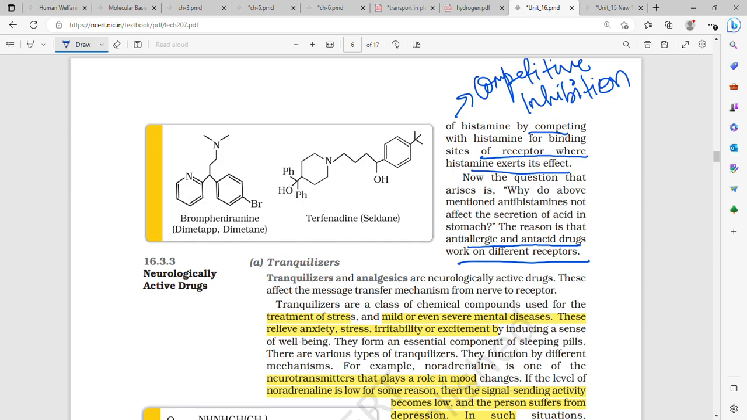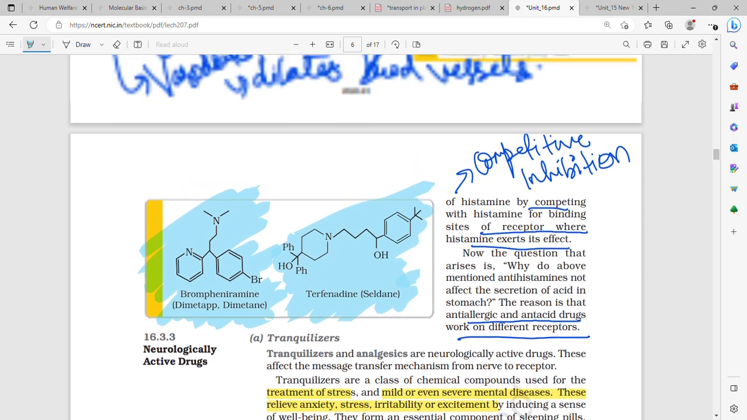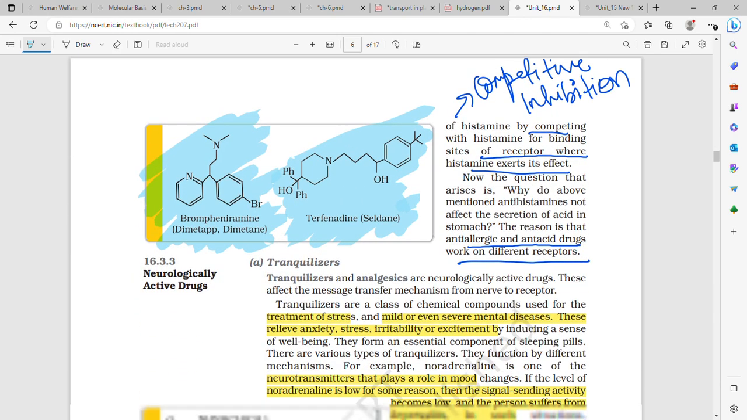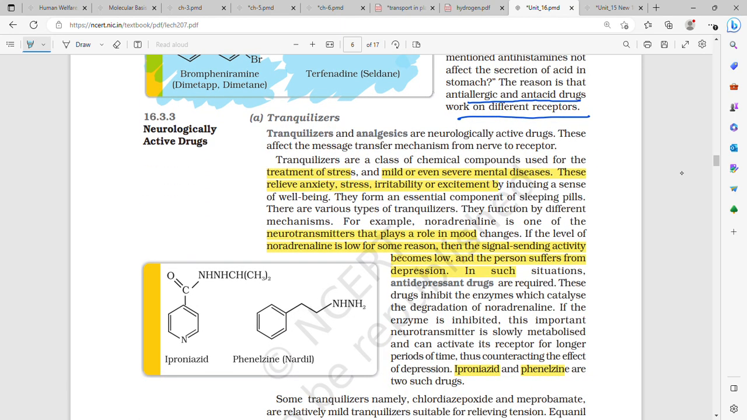If you are allergic to peanuts, the moment you eat a peanut, the histamine in your body creates inflammation and sets off a wide range of reactions. The moment you are given an antihistamine, it actively undergoes competitive inhibition with your histamine. Antihistamines such as Seldane and Dimetap, that is terfenadine and brompheniramine, bind with the receptor and therefore inhibit the inflammation or allergic response happening in our body. Antacids are different.